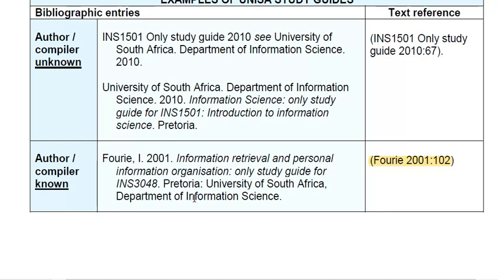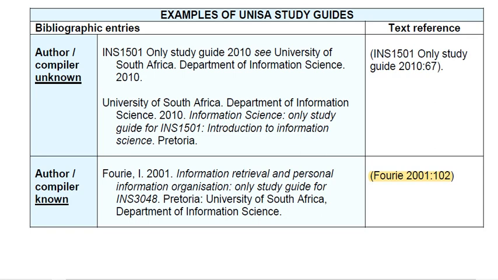Yes, just like that. So here our example is Fori, which is the compiler's or author's last name. Then, followed by a comma, we have his initial, which is I, a full stop, the date 2001, which is the year. Then Information Retrieval and Personal Information Organization, Only Study Guide for INS 3048. Full stop. That is in italics, guys. Don't make a mistake. You must write these in italics because this is the title of the study guide. Then we have the place of publication, our university name, and the department.